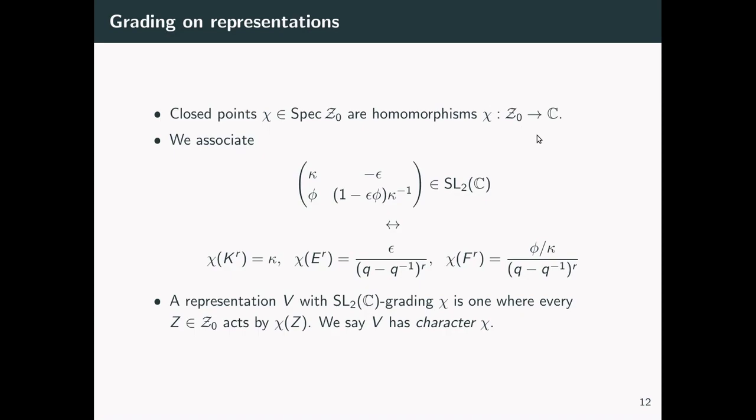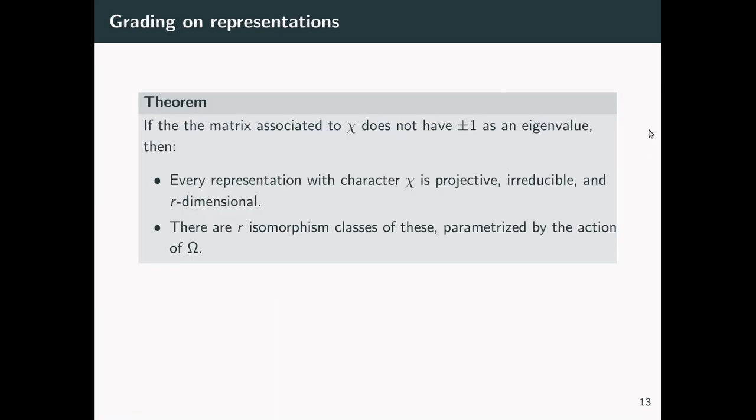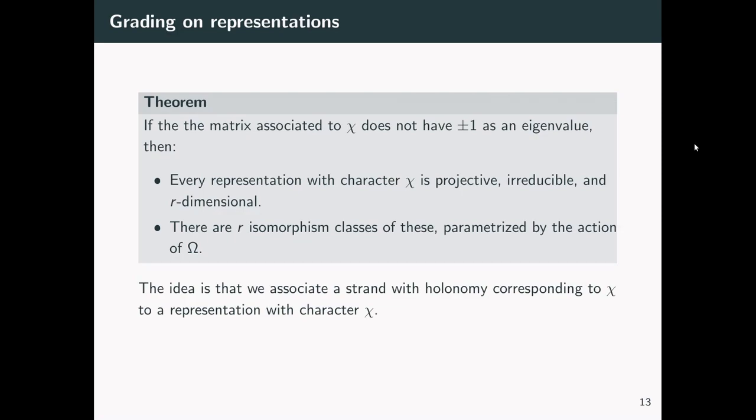Actually, when we stay away from the identity, so when this matrix is not the identity matrix, in particular, it doesn't have plus minus 1 as an eigenvalue, things are much nicer. That's why we had this restriction about plus minus 1 not being allowed earlier. In particular, here's this theorem. So if you don't have plus minus 1 as an eigenvalue, then every representation with character chi is projective, irreducible, and r-dimensional. So you don't have any smaller ones, they're sort of all pretty similar, and there are r isomorphism classes of them, and all you need to do is tell me how the Casimir acts on them, and it tells you which isomorphism class it is. So that's very nice. The representation theory is pretty well behaved in this case.